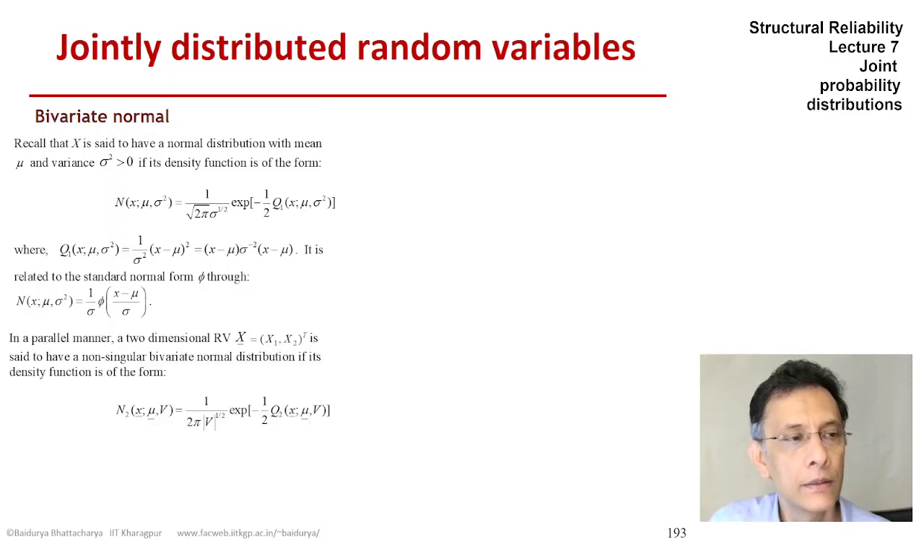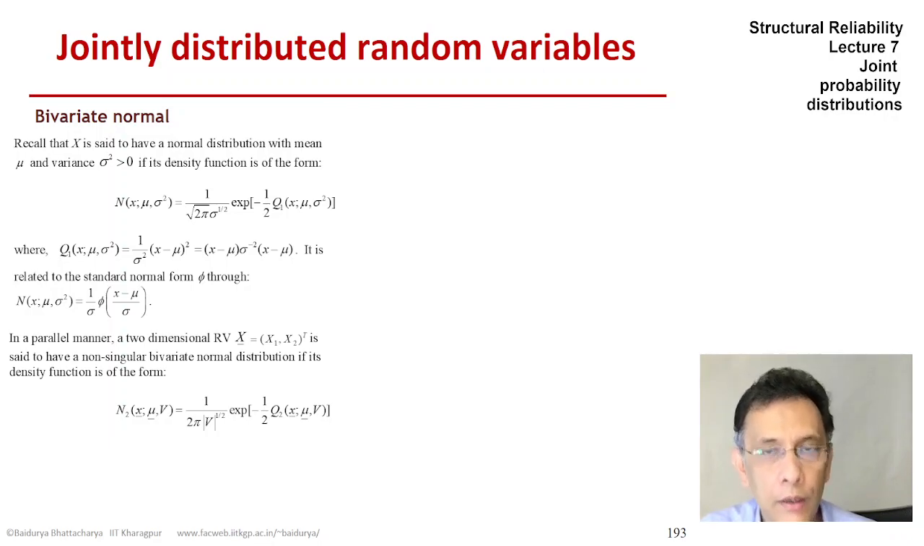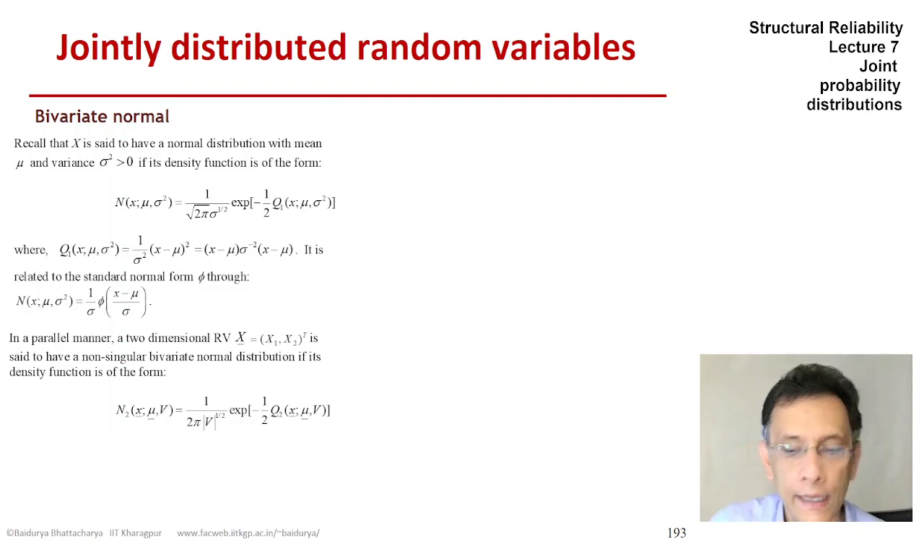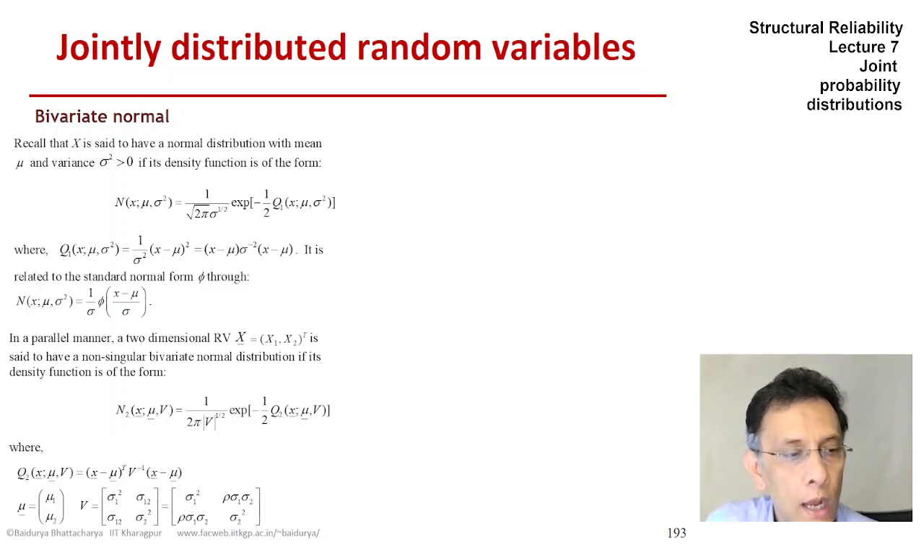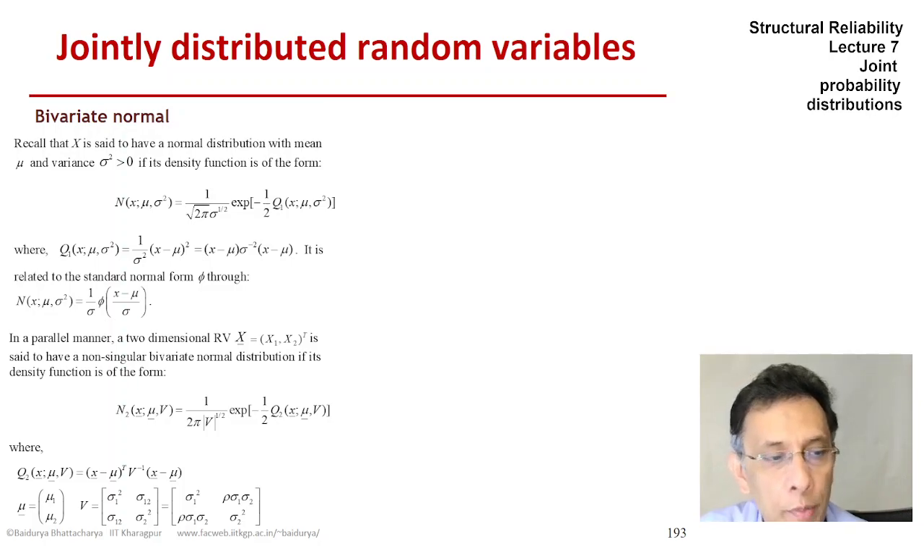Now, in a parallel manner, we can define the bivariate normal, where we introduce q2. So X1 and X2 have the non-singular bivariate normal distribution if their joint density looks like what you see on the screen, and q2 is written in parallel to q1: it is the inverse of the covariance matrix pre-multiplied and post-multiplied by x minus the mean vector. And note also that there is the square root of the determinant of the covariance matrix in the denominator.